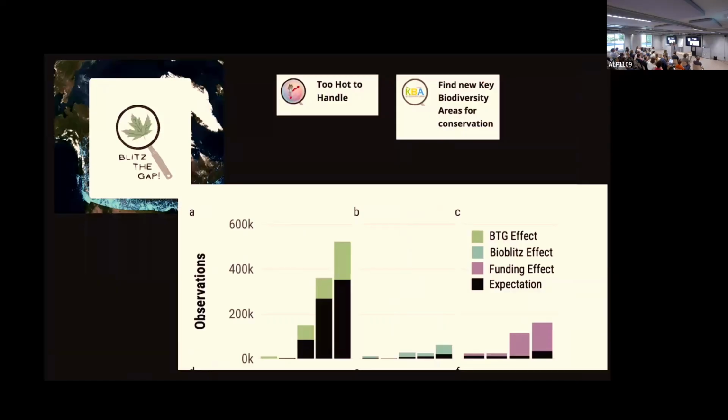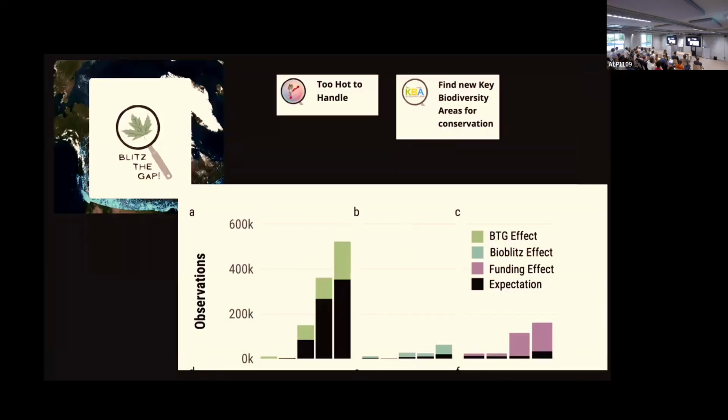I'm going to talk about it more next week in detail in the talk, but we have been trying to organize citizen science, mostly scientists actually, to go out and collect data. And so we started Blitz the Gap last year. We did one summer of sampling last year. We had a whole bunch of challenges. There were a bunch of people involved in this.